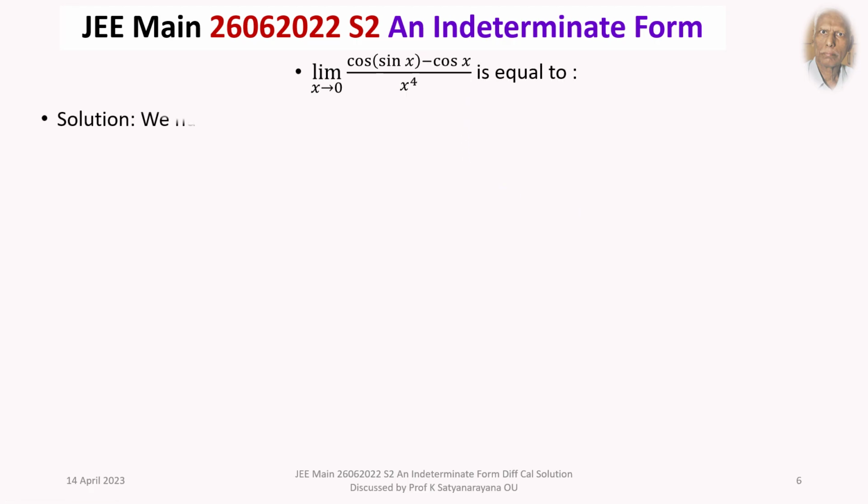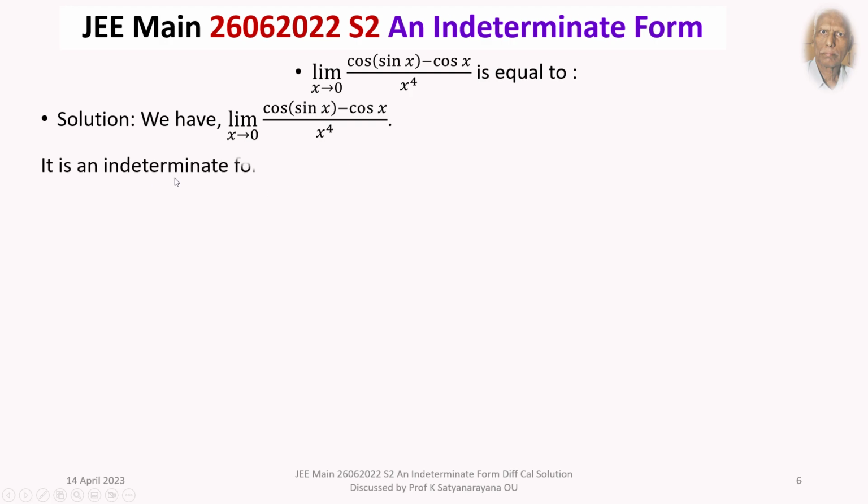Let's now discuss the solution of the problem in detail. We have the given limit. Now, observe that as x tends to 0, the numerator cos of sin x minus cos x tends to 0, and the denominator x to the power of 4 tends to 0, and hence it takes the 0 by 0 form, which is an indeterminate form. Now, to evaluate this, we do the following.